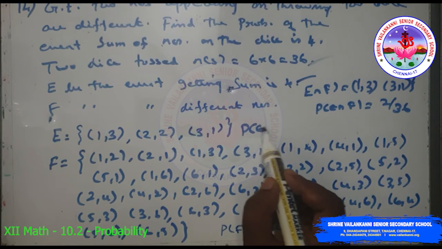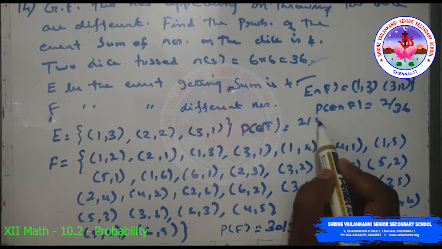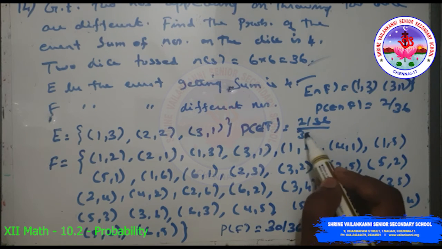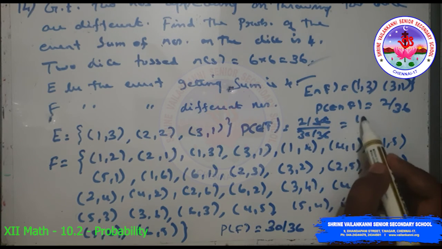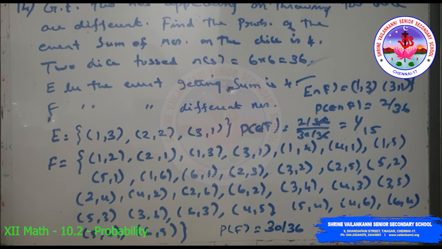So P of E by F is P of E intersection F by P of F. So 2 by 36 by 30 by 36. We get 1 by 15. P of E by F is 1 by 15.